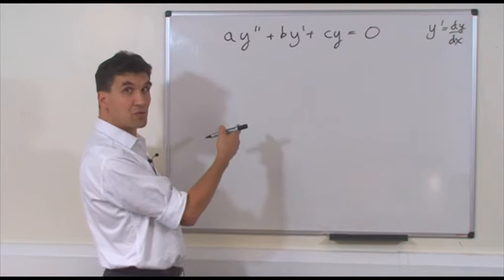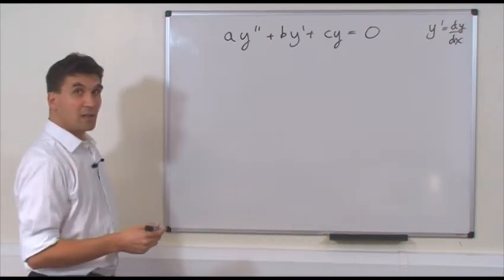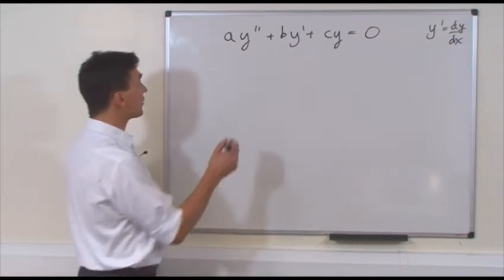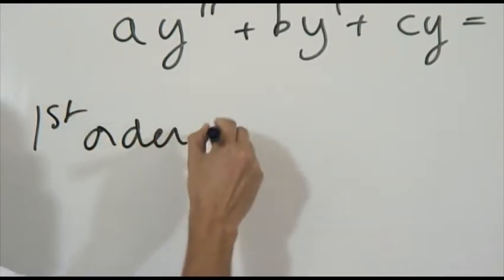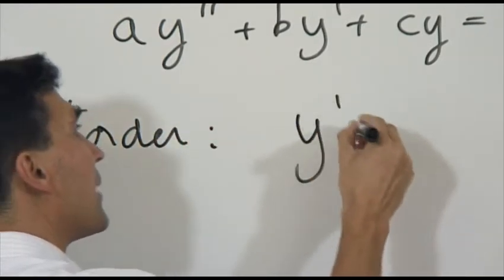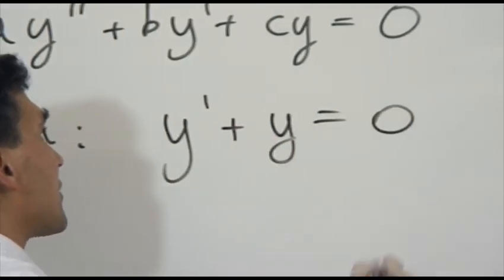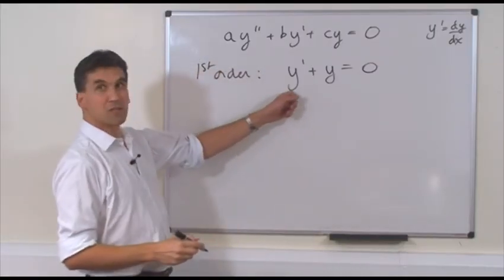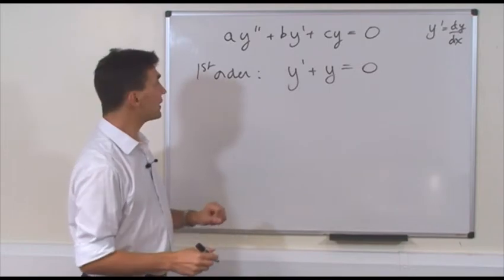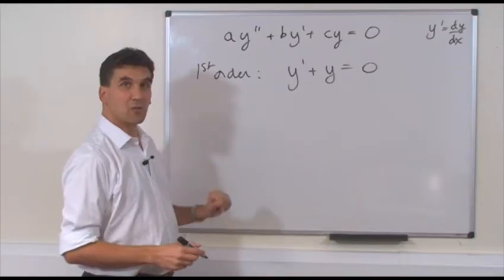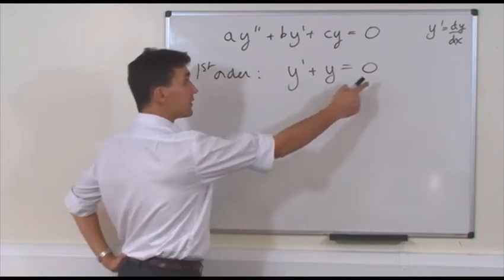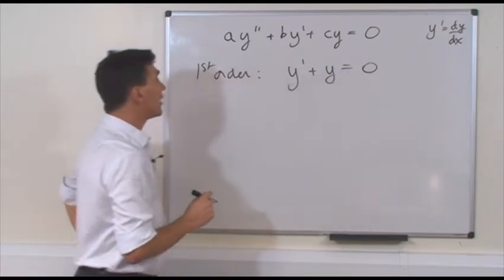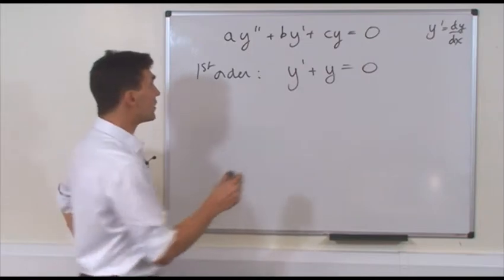So let's take a first-order linear homogeneous differential equation. So for example, something like y prime plus y equals 0. So that is a first-order equation because it's y prime, no y double primes in there, and it's still linear because there's no products of y with itself or y times y prime, and it's still homogeneous because of that 0 on the right-hand side. And that's an equation we know how to solve.